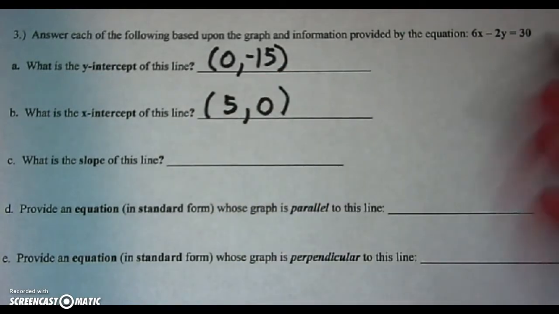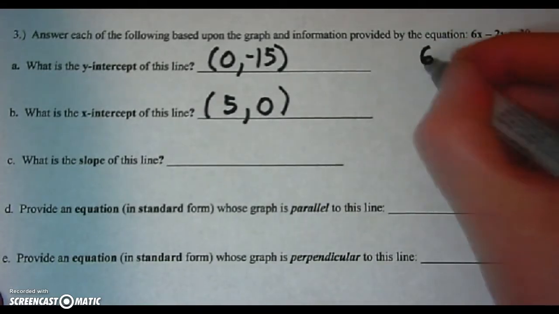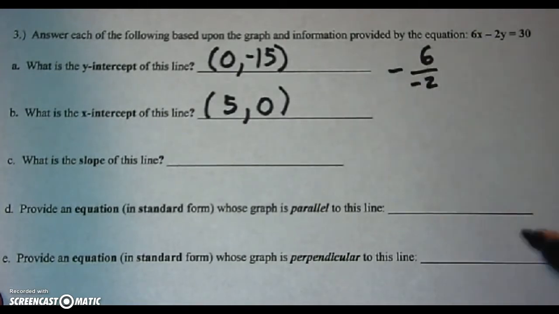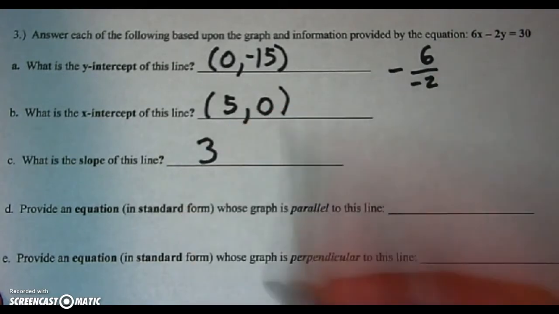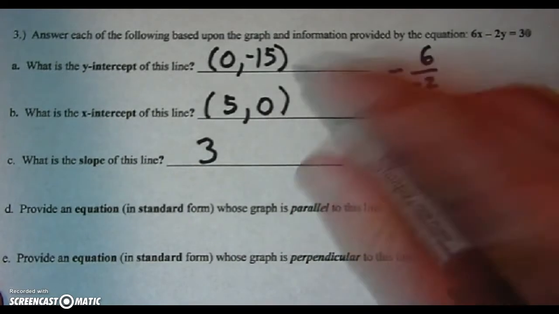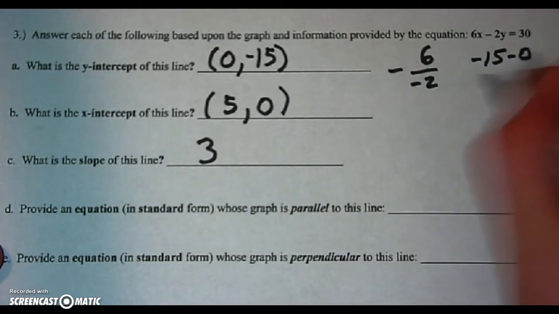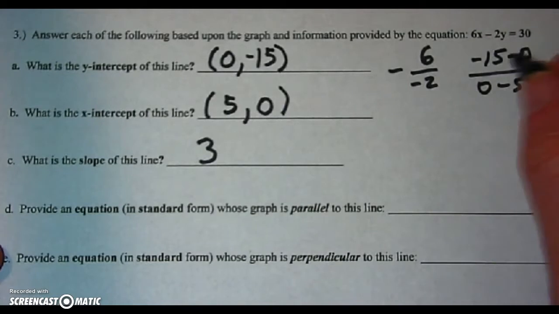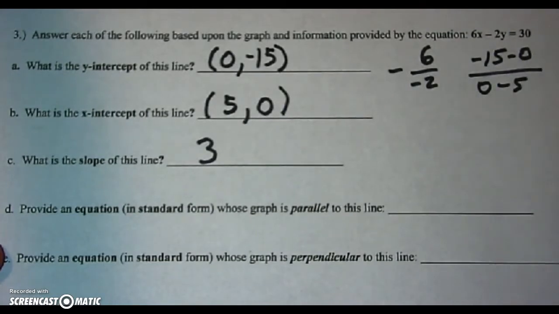Okay, slope. How do we find our slope in standard form? We take a, which is 6, over b, which is minus 2, and put a negative in front of it. 2 negatives make a positive. 6 divided by 2 is 3. There's our slope. We could also do it by using our change of y over change of x. Negative 15 minus 0 over 0 minus 5. That would give us a negative 15 over negative 5. 15 divided by 5 is 3. So either way, we get a slope of 3.